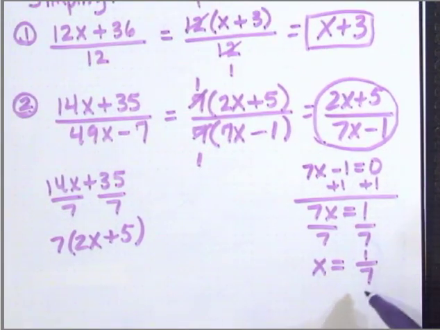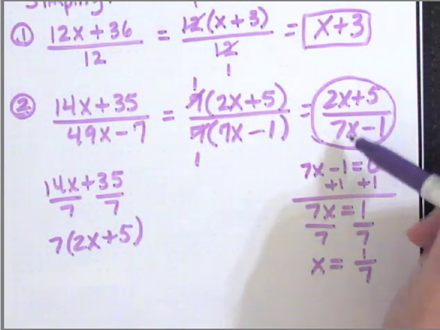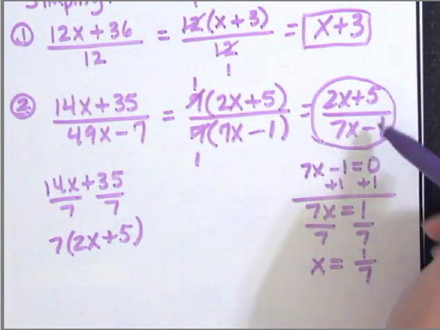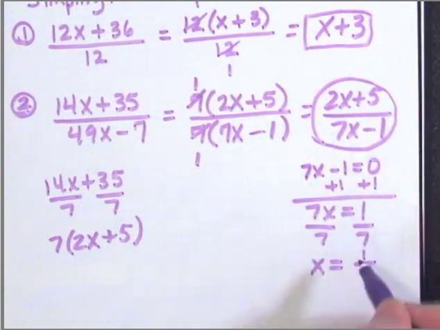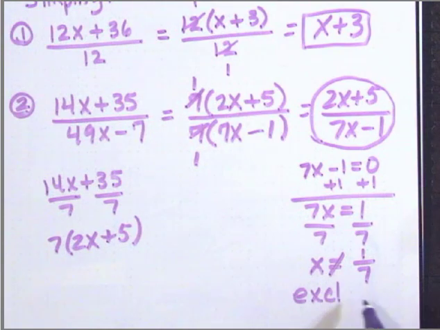Okay. So if I plug in 1/7, I will have 7 times 1/7, which is 1, and 1 minus 1 is 0. We can't divide by 0. So this is called an excluded value. We do not want x to be equal to 1/7.